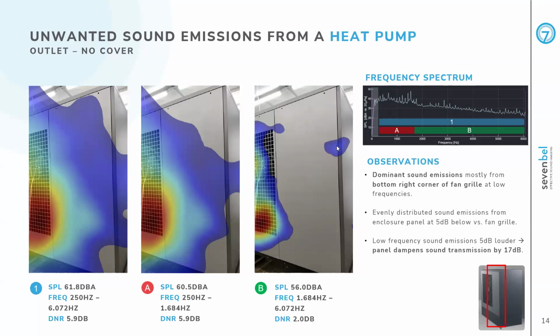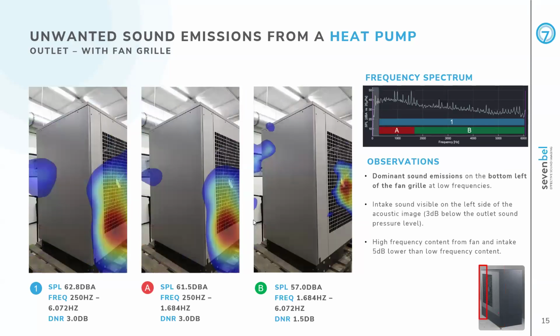At higher frequency, we may even localize leakages in the enclosure panel, as you see with the blue dot on the right and left side of the enclosure panel. At higher frequency, we also start to see the fan and again that source in the bottom right corner of the grill. We can do the same measurement from the other side of the heat pump. We get a similar situation: it's not the fan that is emitting most of the sound centrally through the fan grill, but there is some sound source more on the bottom part of the fan grill.